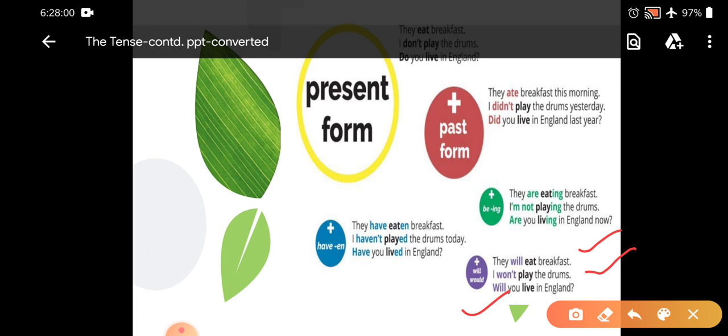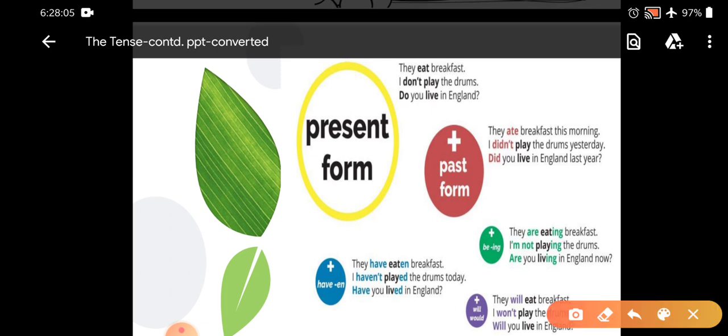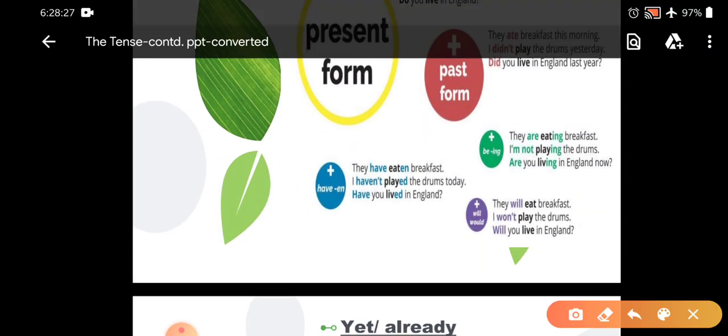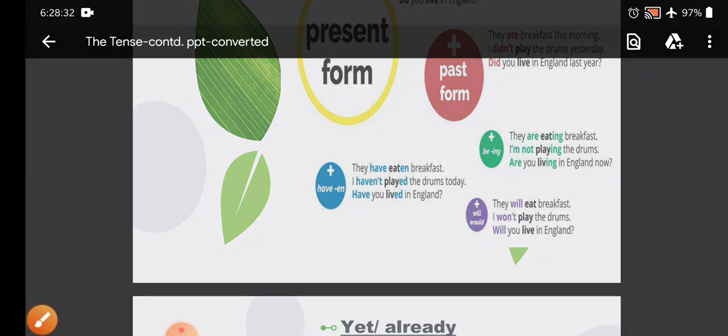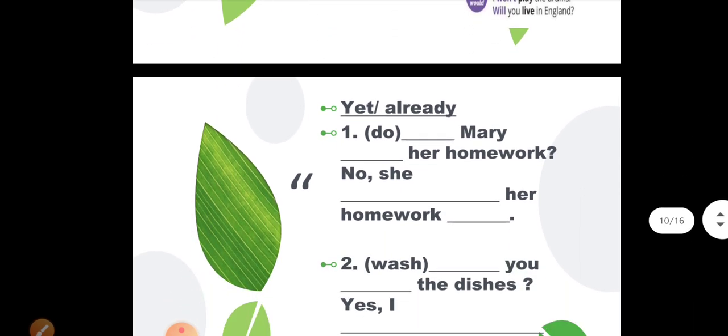Now, if you want to make a negative interrogative out of these, for the first set here, you can say, don't you live in England? For the second set, you can say, didn't you live in England last year? For the third set, you can say, aren't you living in England now? For the fourth one, you can say, haven't you lived in England? And for the last one, you can say, won't you live in England? I hope you are clear with all the four types of sentences which we have discussed in this.